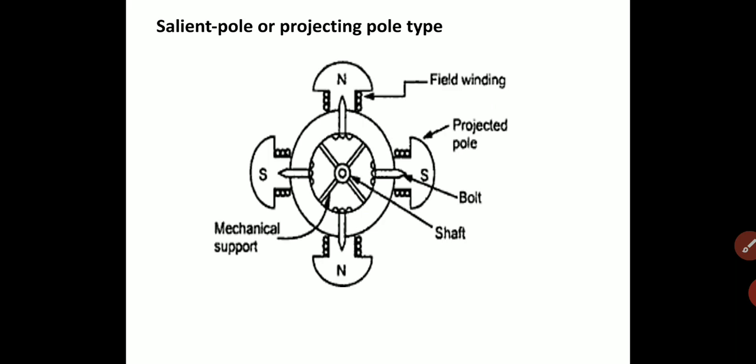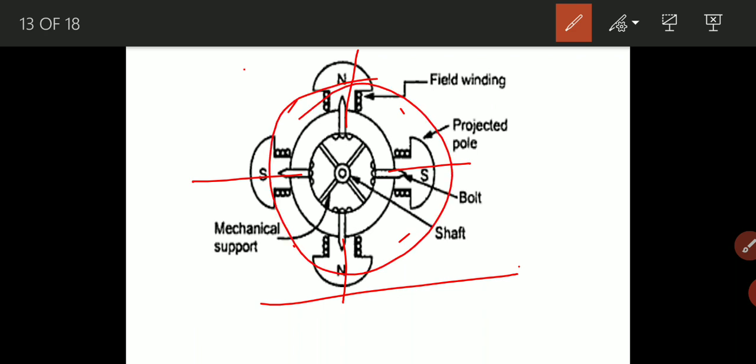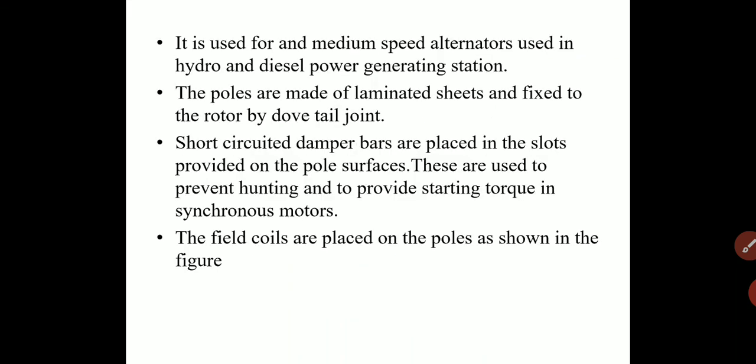Here is the clear picture of the salient pole type. Here you see that the poles are outward projected, and the air gap of this rotor is non-uniform. So what are the main points you observe in this rotor construction?